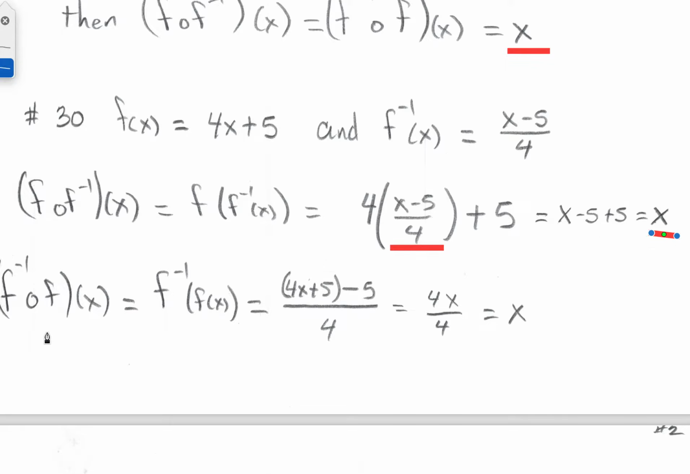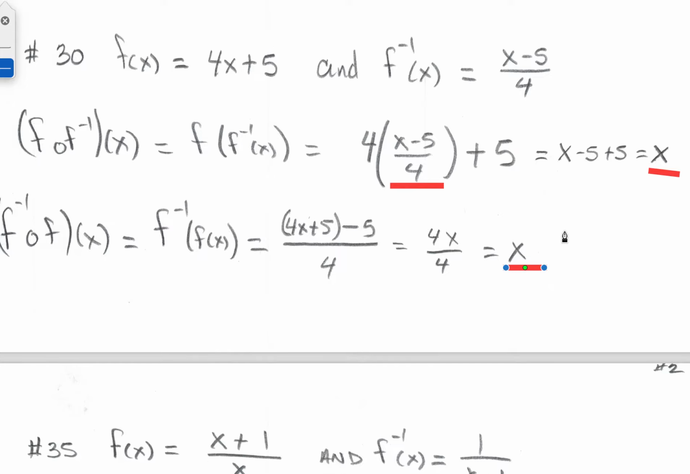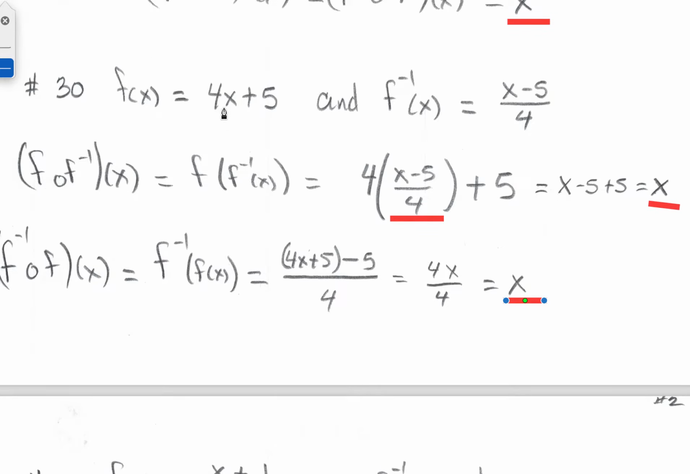Then if I do it the other way, I get f inverse of f of x. So I put f of x into f inverse. I put f of x in for x of f inverse, and I get 4x plus 5 minus 5 divided by 4. 5 minus 5 simplifies and leaves me with 4x divided by 4, and that simplifies to just x. And the reason that happened is because 4x plus 5 and x minus 5 divided by 4 are inverses of each other.